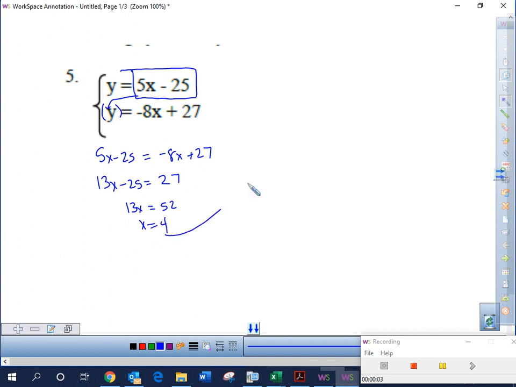I need to now substitute that back in, and it's very easy in substitution because you can just put it back into this box right here, and we'll figure out that y equals 20 minus 25, and then y should be negative 5. So our ordered pair is (4, negative 5). Solving a system by substitution. There was one solution.